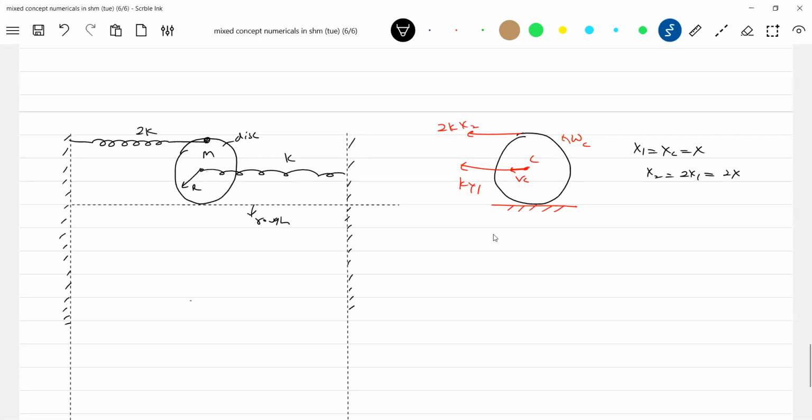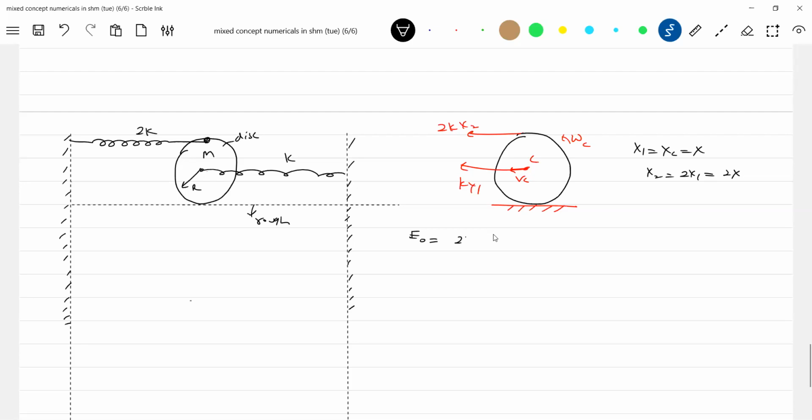So spring 1 is connected to the center of mass. Therefore the deformation of this spring should be equal to the displacement of the center of mass. For pure rolling, the displacement of the highest point should be twice the displacement of the center of mass. So we have 2x1. Okay, let's write the oscillation energy.